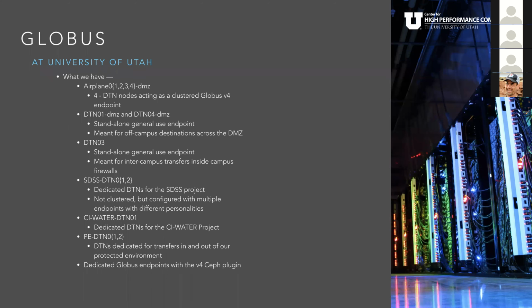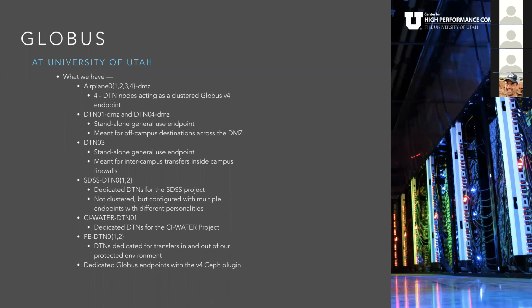So here's a list of what we have currently. We have one clustered set of endpoints. That's the airplanes. They're set up in a 4-way cluster on Globus version 4, as well as DTN 1 and 4, which are off-campus, standalone data transfer nodes. DTN 3 is for inter-campus transfers. We have a lot of people moving stuff between our storage and places on campus that don't need to go through the firewalls. And then we have dedicated DTNs for SDSS and water.